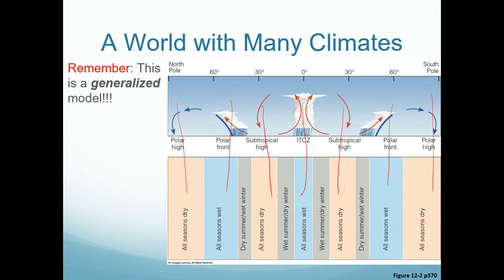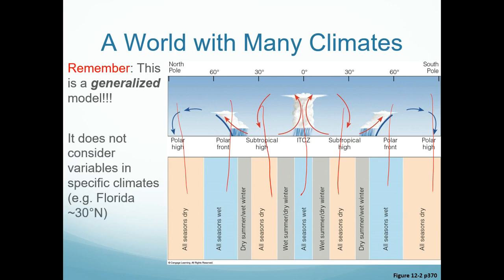For example, we live here in Daytona Beach, Florida. Anyone know the latitude of Daytona Beach? It's somewhere around 30 degrees latitude, 30 degrees north. So according to this, we should be in a desert. That's where we should be. Why isn't Florida a desert?